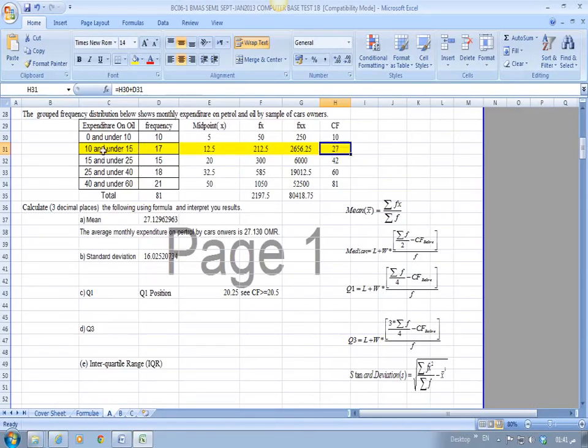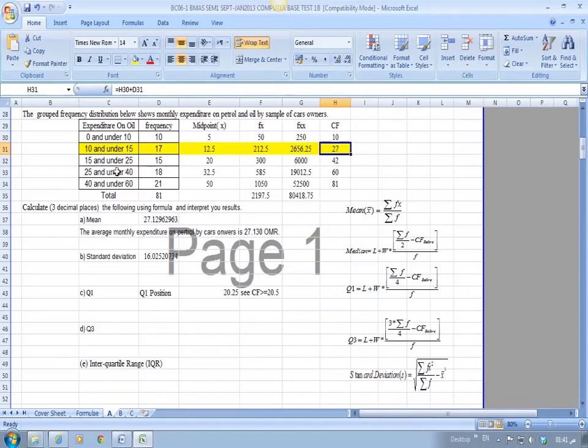According to our highlighting here, the lower limit, L, is 10. W here is the width, that means between 10 and 15. The difference between 10 and 15 is equal to 5, and this one we name the width of the class. And the width of this next class is equal to 25 minus 15, which is equal to 10.